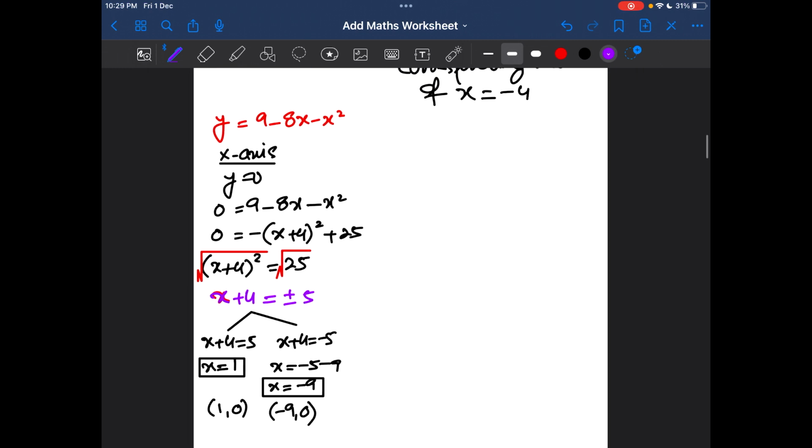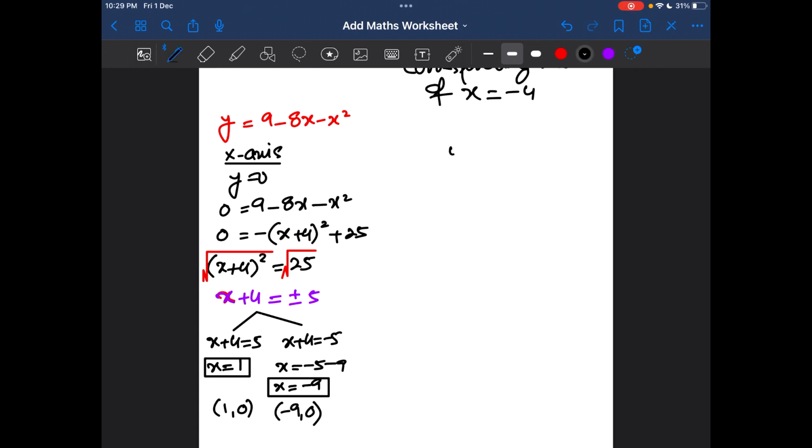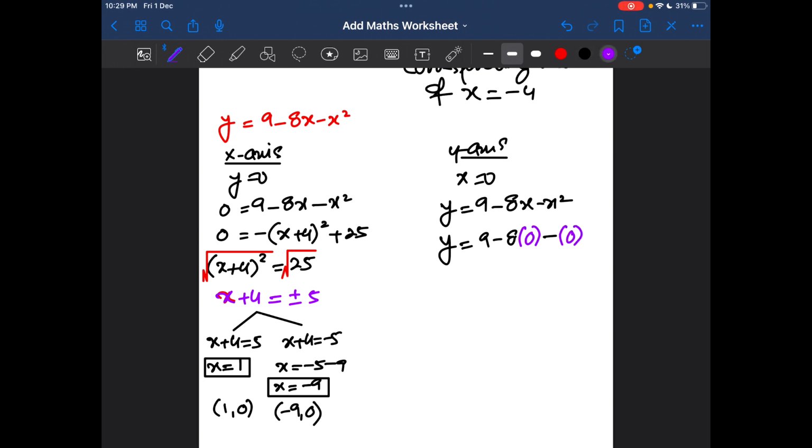Secondly, if you want to find out the points on the y-axis, that's very easy. Just put the x value 0 here. So you have the equation 9 minus 8x minus x square. Just put the value of x as 0. The y value is going to be 9 now. 8 multiplied by 0 is 0, minus 0 square is 0. So you get 0, 9 here.